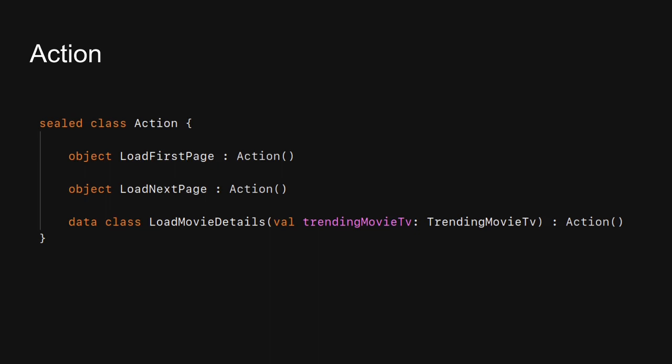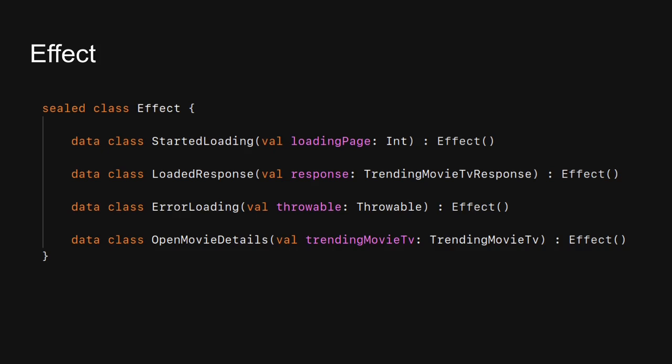Now I've created a sealed class that is called actions. Here you can see that we have an object load first page of type action. We have an object load next page of type action. Then we have a data class. I have used a data class for load movie details because I have to pass a constructor. An object, that is a singleton class, cannot have a constructor in Kotlin by default. Either I would have to create a custom singleton holder, or otherwise I can simply use a data class. So these are my three actions.